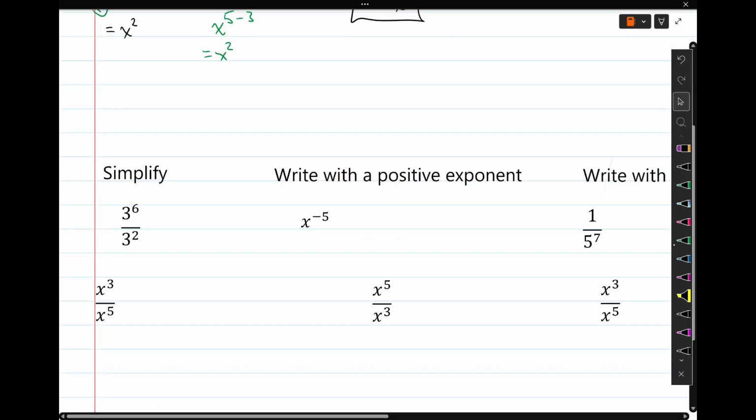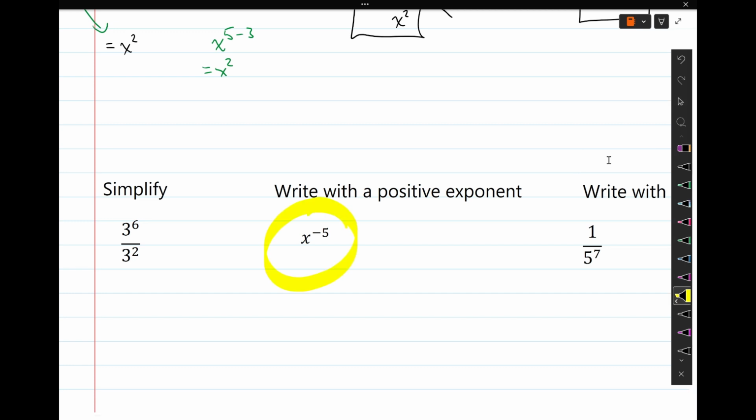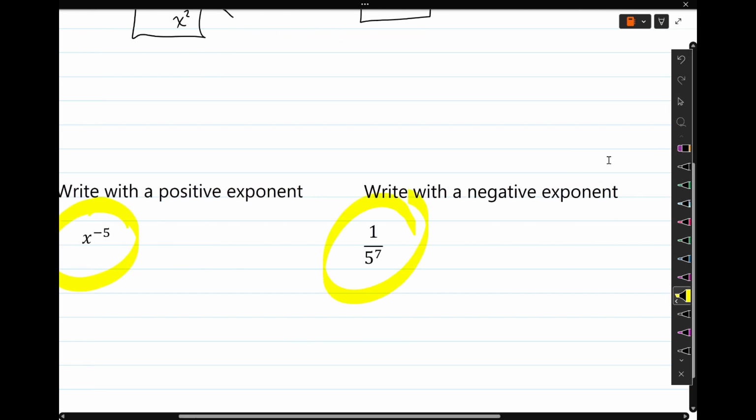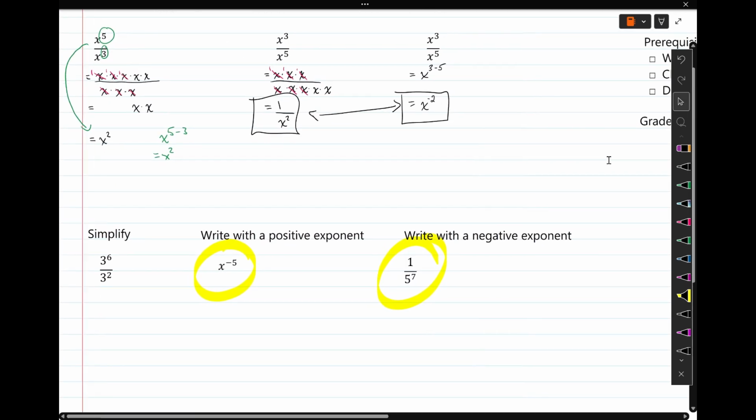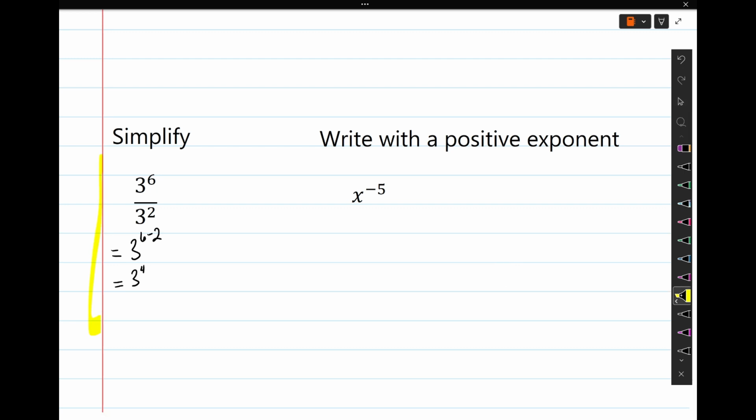So I'll encourage you here, try it out. Try out 3 to the power of 6 divided by 3 to the power of 2. Try writing with a positive exponent over here. Try writing with a negative exponent right here. And I will put up, if you pause the video here, try those out in 3 seconds, you'll see the answer for the first one. And there we are. We have 3 to the power of 4 right here.